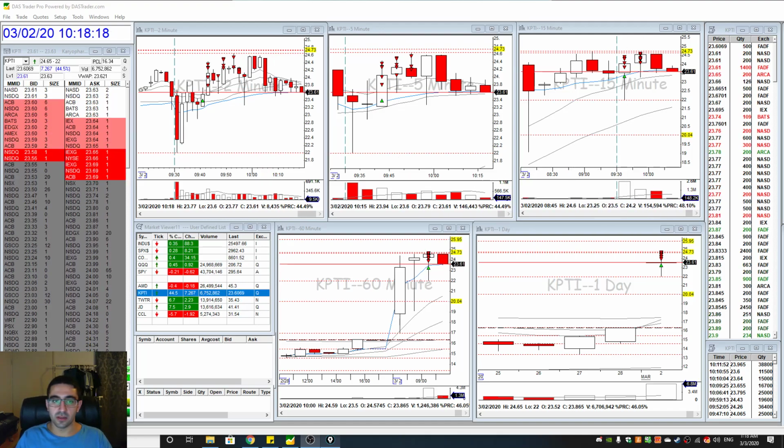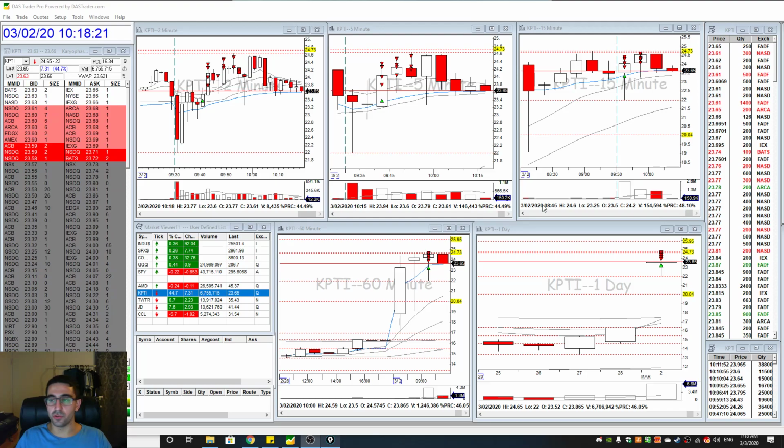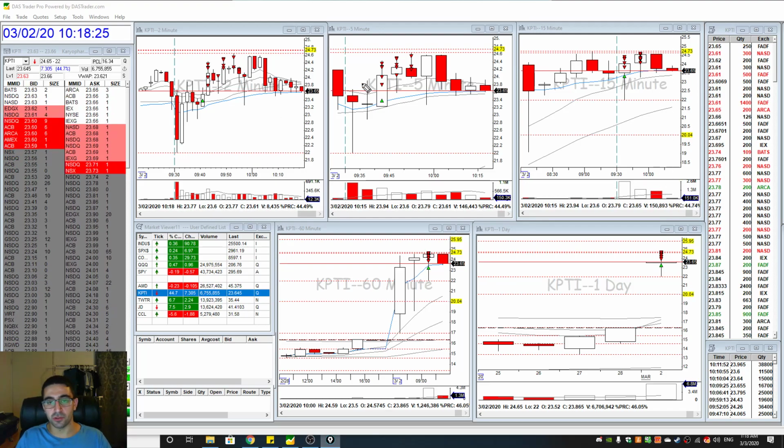I took this long as an ABCD pattern on the 2-minute chart. So before I get into entry and exits, I'll explain to you what I saw.